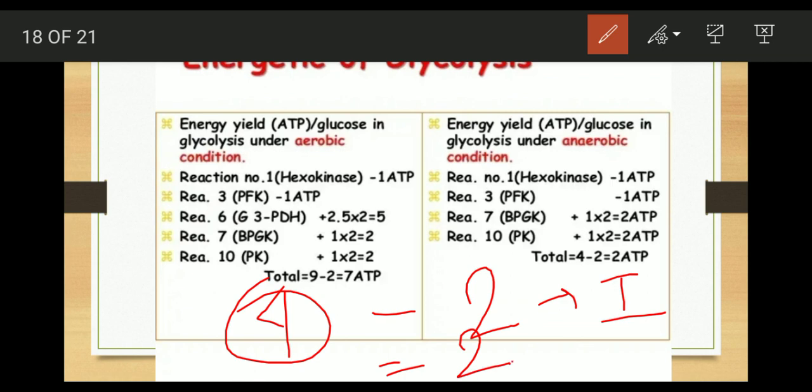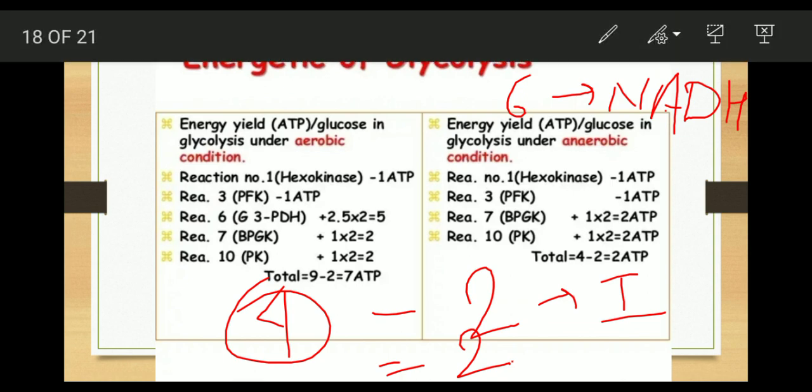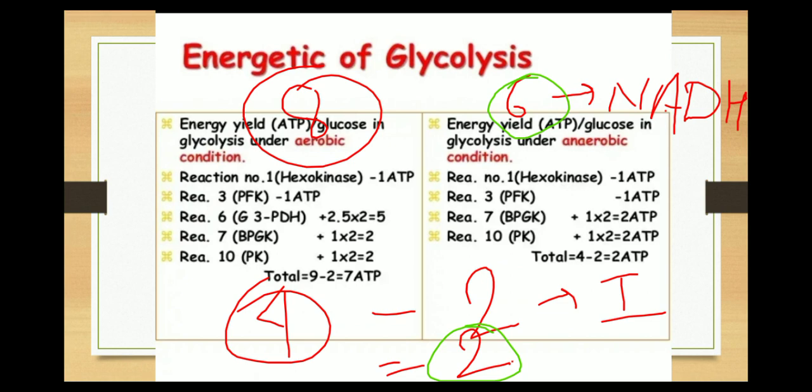Also, 6 ATPs are formed from the NADH by the ETC cycle, as we have already discussed. So the net gain of ATP in glycolysis is only 2, and the total production of ATP in glycolysis is actually 8, that is 6 from NADH and 2 from the ATP directly formed. This was all about it, guys.